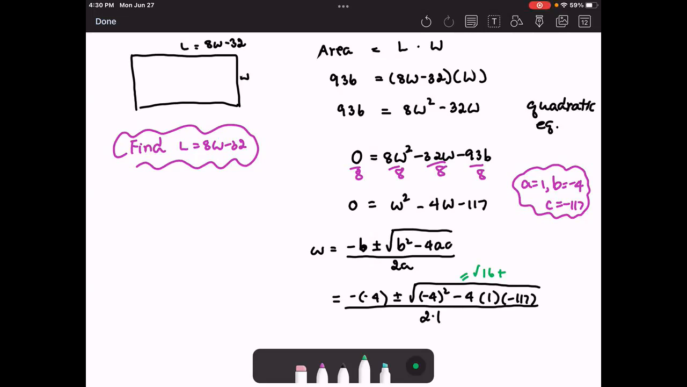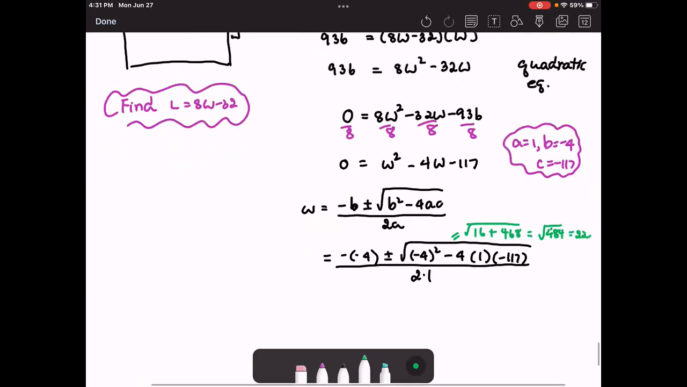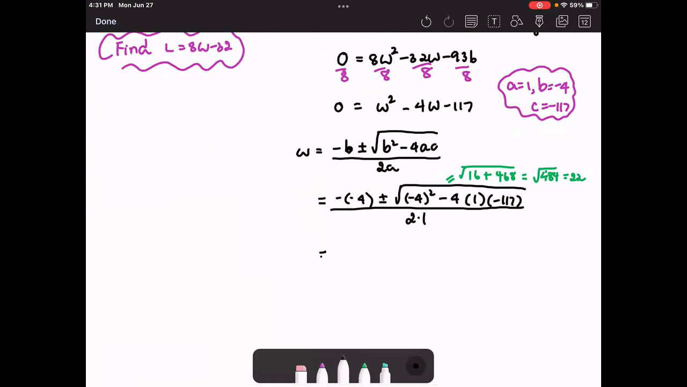Let's see, 16. So 4 multiplied by 117 is 468. And that becomes 484 in the square root. And the square root of 484 is 22. That gives us the numerator as positive 4 plus or minus 22, all divided by 2.